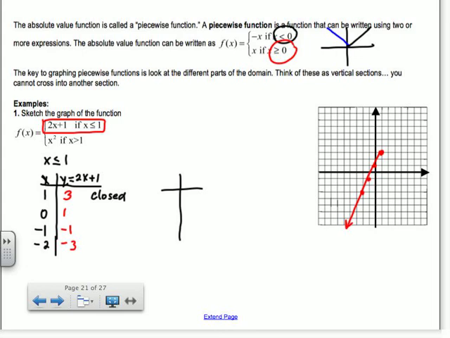All right, let's do the second part. So my x values for this one are going to be greater than 1.